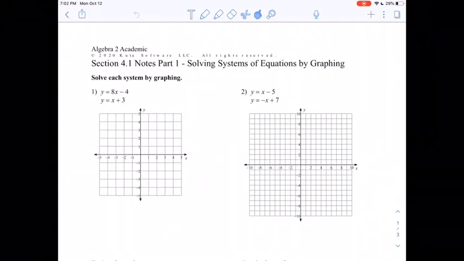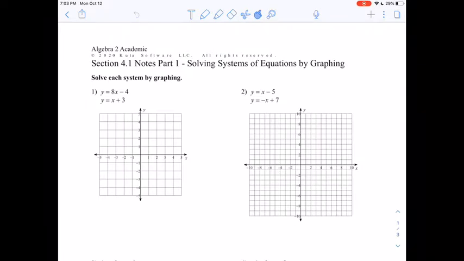Okay, section 4.1, we're going to be talking about solving a system of equations. And the first method that we're going to talk about is solving by graphing. So when we're finding a solution to a system of equations, we're finding an x and a y that make both of the equations true.